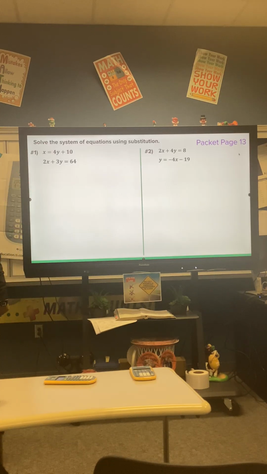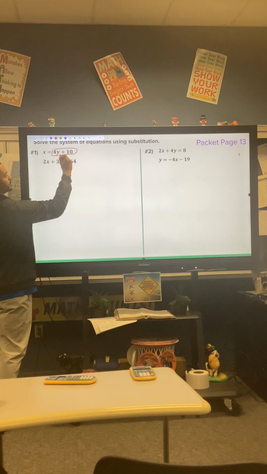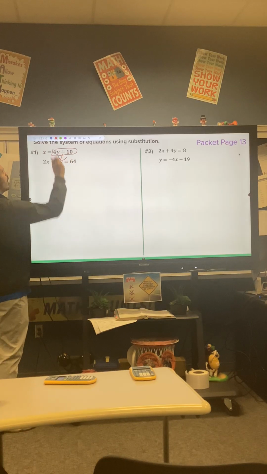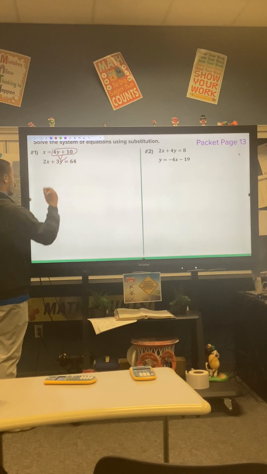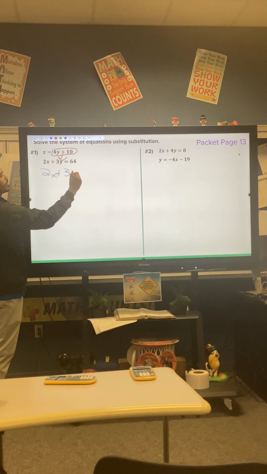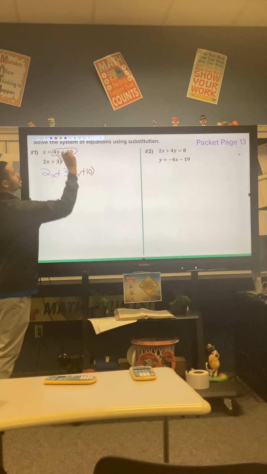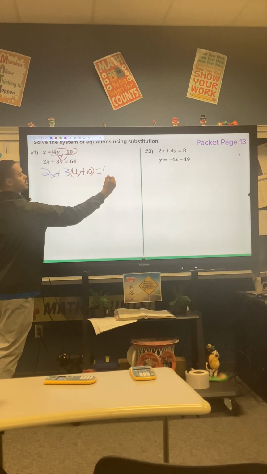Okay, we're doing substitution again today. So wherever I see an x value, I'm going to substitute my 4y plus 10 here. So when I rewrite my equation, I'm going to have 2x plus 3, my y value of 4y plus 10 is equal to 64.